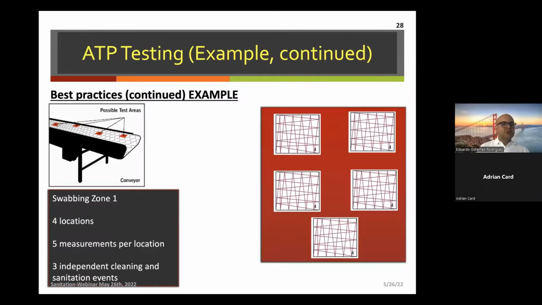What do I mean by 5 measurements per location? One of these red squares that I have here, I have zoomed out here. It means that this is one area that I swab. You never go back and swab the same area. You go to another area, and another, and another. In this case, it's a flat surface, so each swab could be a 10 by 10 area. That represents a specific location, okay? You don't go over it.